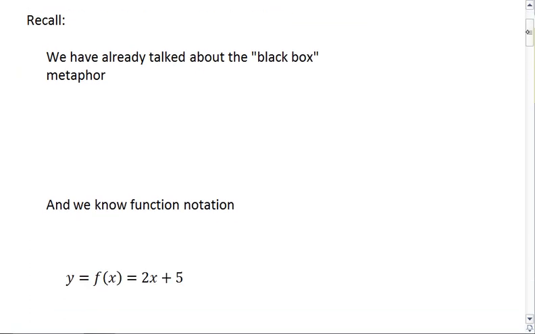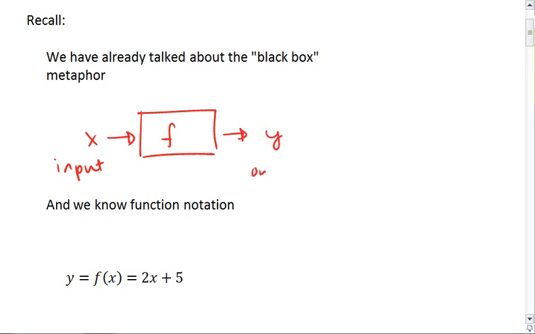So previously, we've talked about the black box metaphor, that when we have a function that we'll name f, we have an input that goes into the function, and we get an output out, which make up our ordered pairs x, y. And f can be anything. f could be 3 times x, f could be x divided by 2, f could be x plus 5. But the point is, f is defined so it does something to x and spits out an output y.